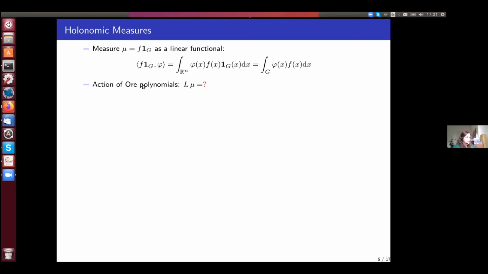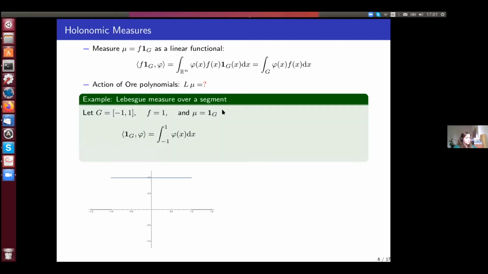Now let's look via an example at how these polynomials act on measures. Let's take the simplest possible example in the univariate case, where we consider that the support is just -1, 1, and the density is 1, so we just consider Lebesgue measure. Then our mu is just given by the indicator on -1, 1. If we look at the action of this measure on test function phi, it's of course just the integral from -1 to 1 of the test function phi.